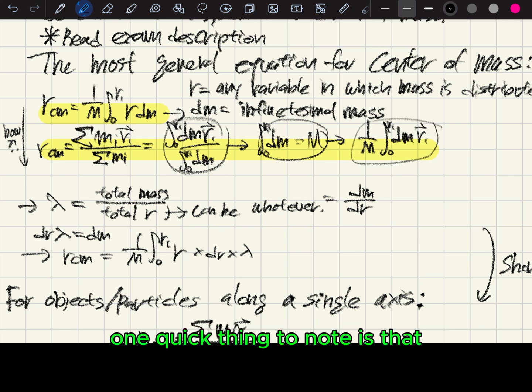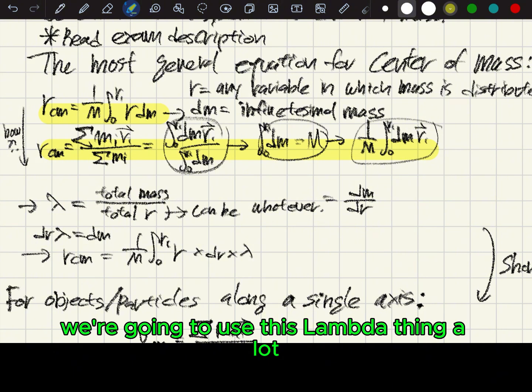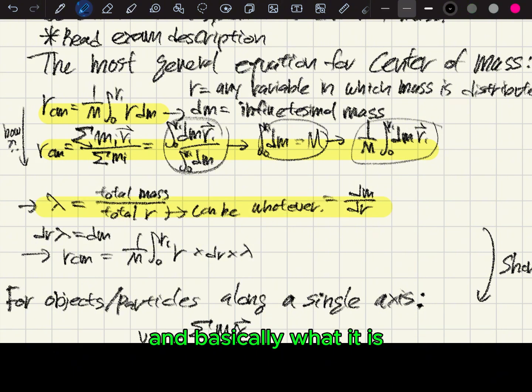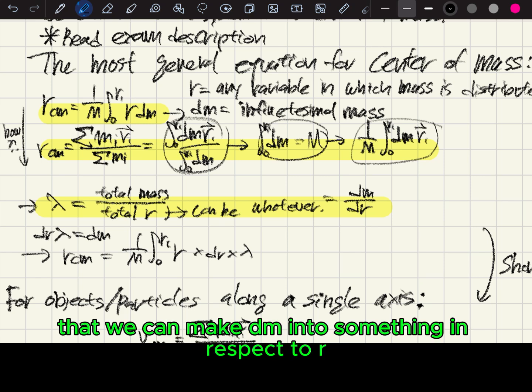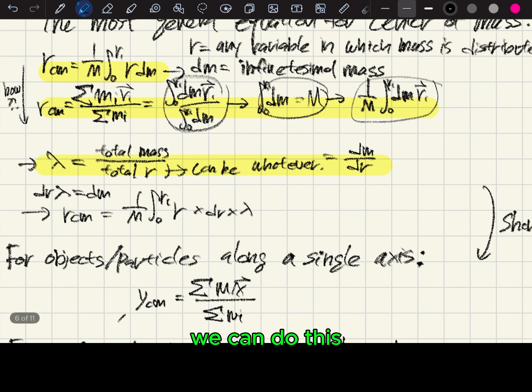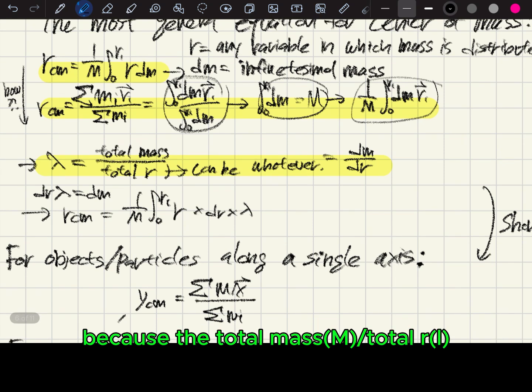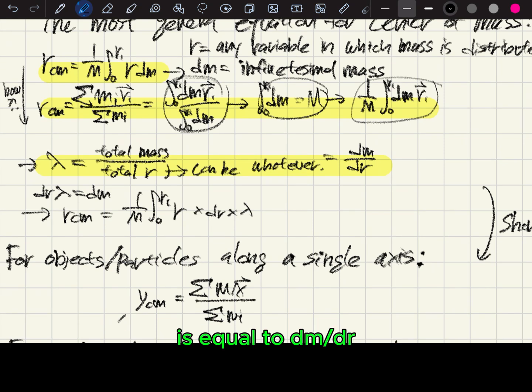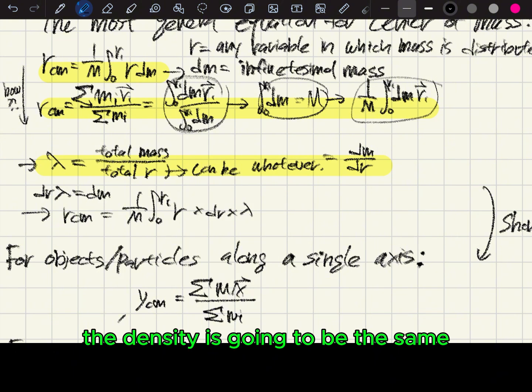One quick thing to note is that we're going to use this lambda a lot, and basically it is linear density, or just density. Sometimes it's an equation, sometimes it's a number. What it does is make it possible to turn dm into something with respect to r. We can do this because the total mass over total r is equal to dm over dr. It's because we assume that the density is going to be the same no matter where we go.